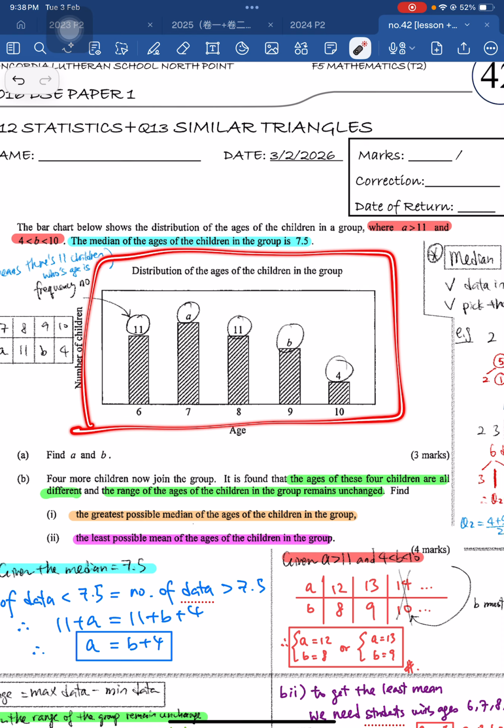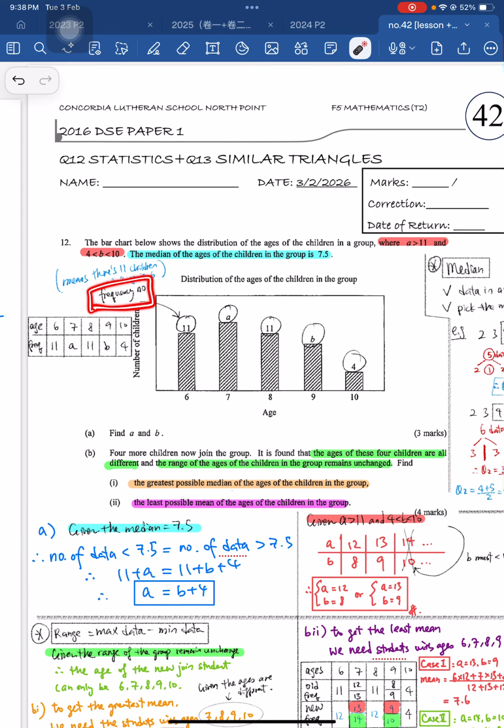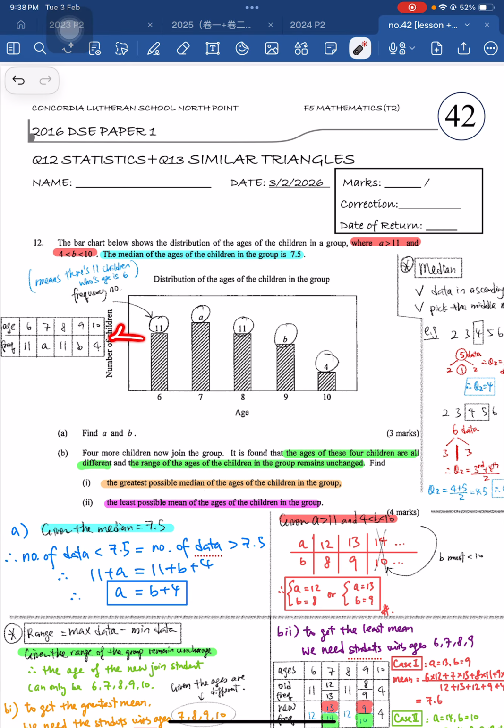For this one, the horizontal axis is the age: 6, 7, 8, 9, 10. You can see some numbers here, the 11, A, 11, B, and 4. Those numbers are called the frequency. So this bar chart can actually be simplified as this table, which means that we have 11 students whose age is 6, and then we have a lot of students whose age is 7, and so on. So that's the basic information of this bar chart.